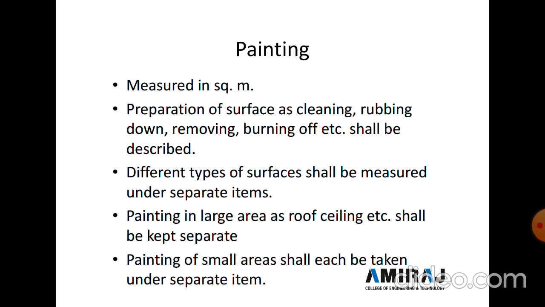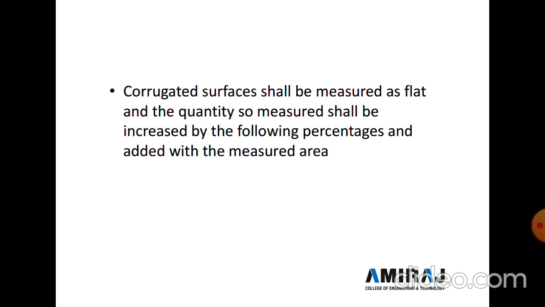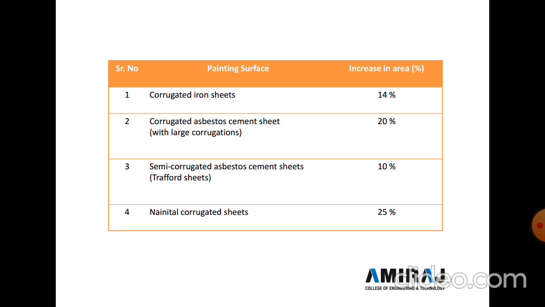Now corrugated surface shall be measured as flat. And the quantity so measured shall be increased by the following percentage added to the measured area. So here in the table you can see different painting surfaces and the increase in area given as a percentage.